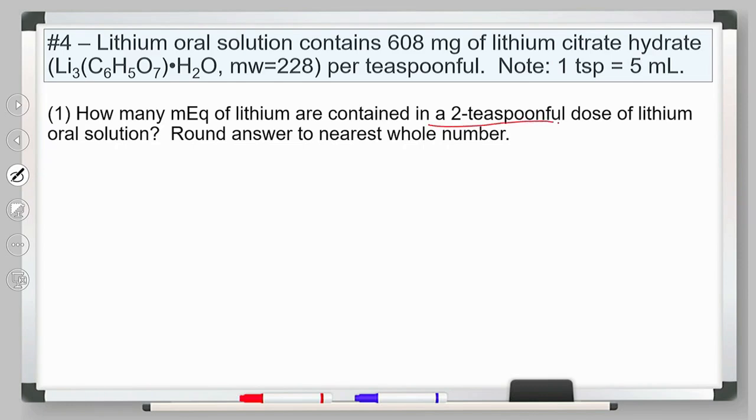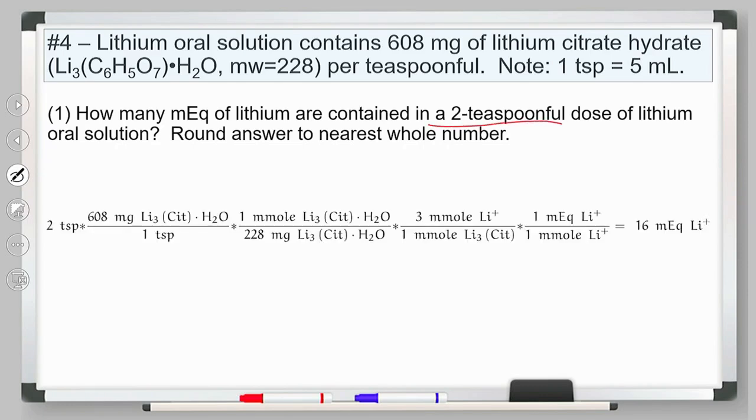Since they're taking 2 teaspoons full, let's start with that. So I'm going to start with 2 teaspoons full. That's a volume. And I'm going to take the concentration given at 608 milligrams per teaspoonful. So if I multiply that, teaspoons cancel and I'm in milligrams of lithium citrate. I gave you the formula for lithium citrate and its molecular weight. So now I can go and convert milligrams to millimoles by dividing by the molecular weight.